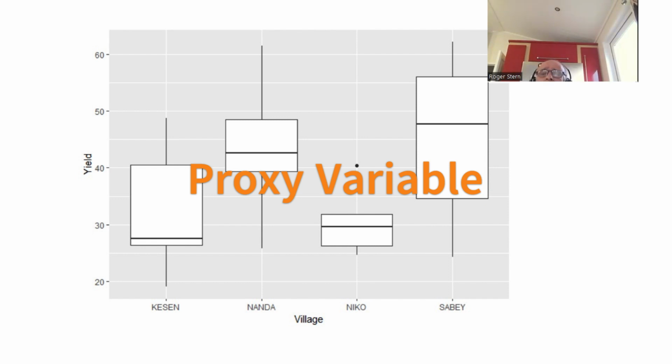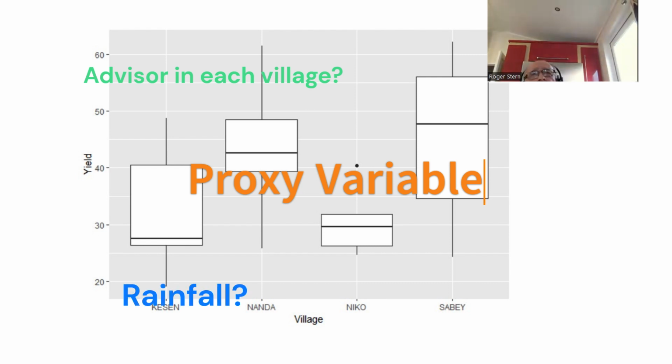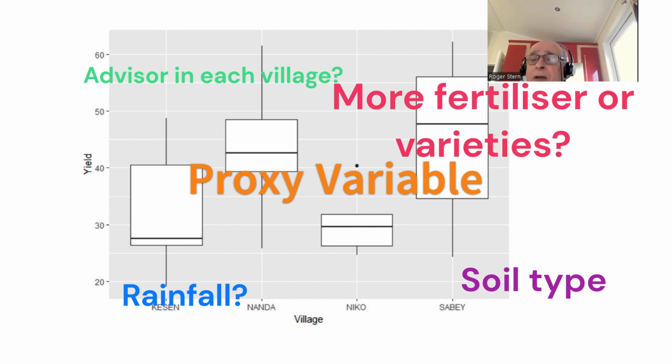So once we know that the village effect is real, then we need to think why there is a village effect. And it's easy to think of four or five different reasons. Perhaps the village effect is because there's an advisor in each village and some advisors are better than others. Perhaps it's because the pattern of rainfall is different in the villages. Perhaps it's because the soil type, which often causes differences in yield, is different. Or perhaps different villages have a propensity to use more fertilizer or particular varieties. So there are five reasons here. And we would claim that village is always a proxy. There is no magic about being in one village rather than another village. So let's examine these in turn.